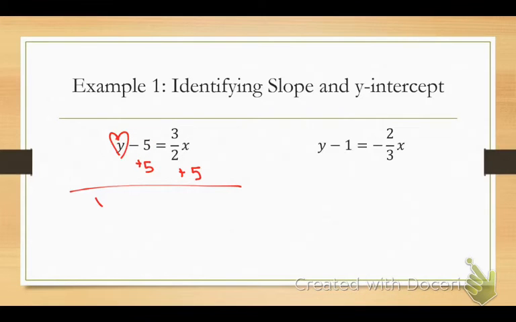But if I'm following slope-intercept form, which number comes first? It's 3 over 2x. I bring that term down first. Then do I bring down a plus 5 or a minus 5? Plus 5. Now is this equation in slope-intercept? Yes. So now you can say m equals and b equals.